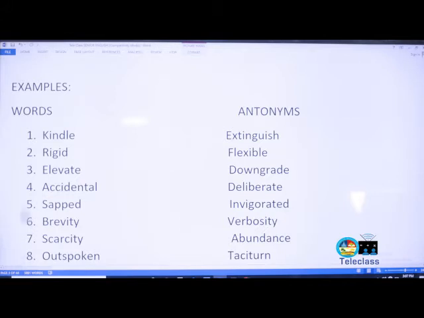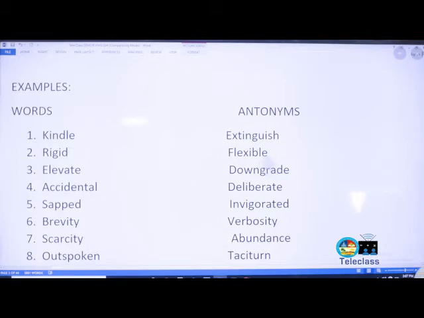Then the fifth one is sapped. Sapped means to drain energy. When you waste energy, you are sapping it. Then what is the opposite of sapped? Invigorated. To invigorate means to regain or refresh yourself, to regain lost energy.